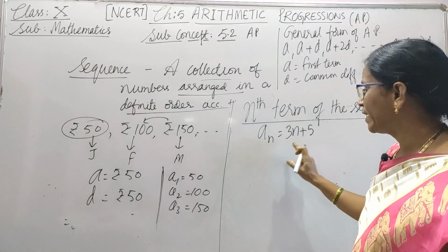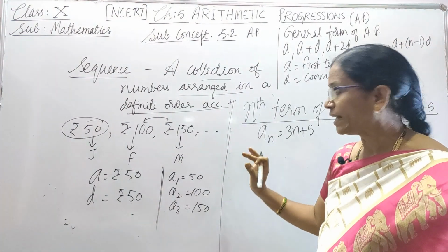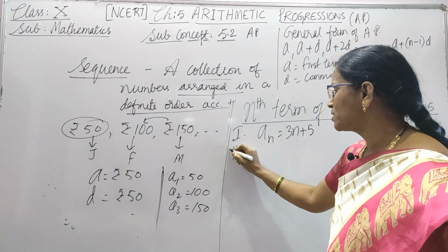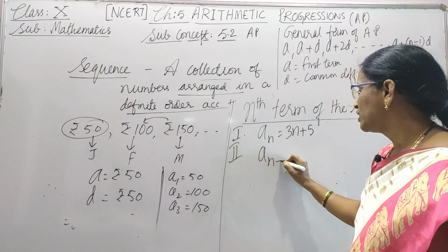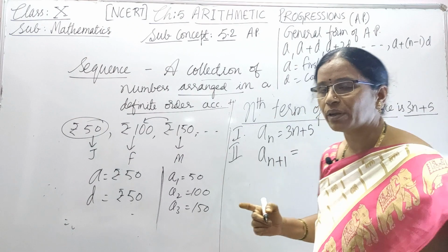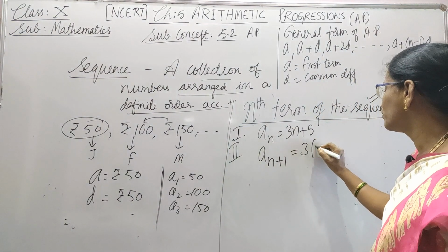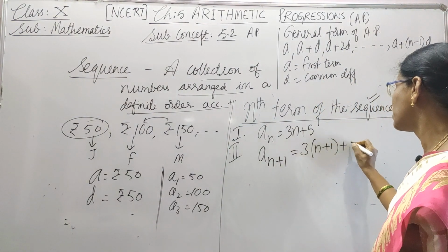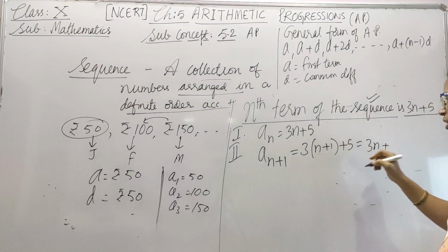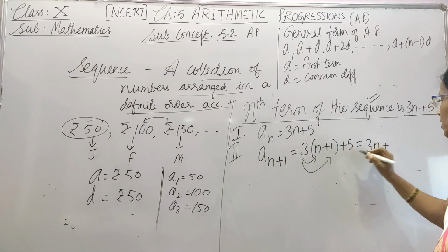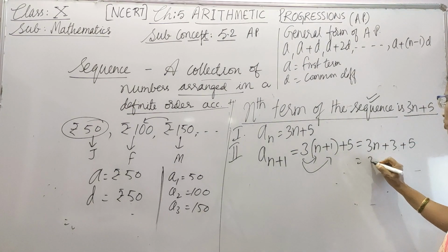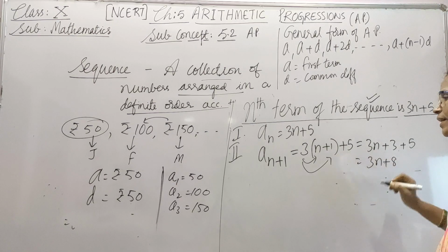This is the nth term. Take the nth term of the sequence. First step it is. In the second step, you find out an plus 1. That means replace n by n plus 1. So 3 of n plus 1 plus 5. So this will be 3n plus 3 ones are 3 plus 5, right? So this is equal to 3n plus 8.